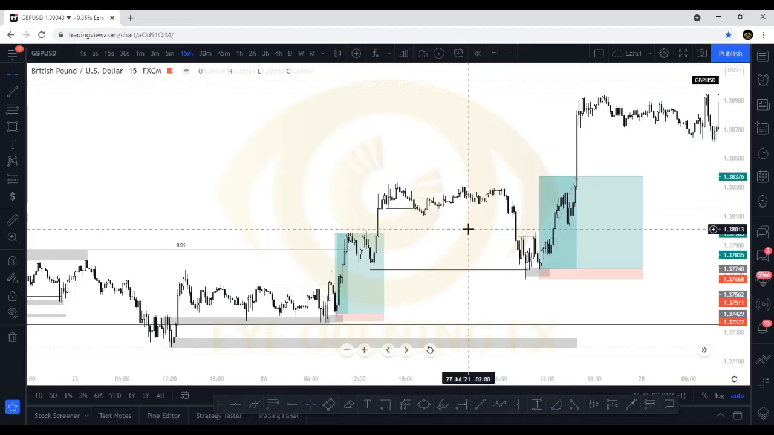So just try and understand the model that you are trading, primary or secondary point of interest. That is your point of interest. Inducement, then primary and secondary point of interest.